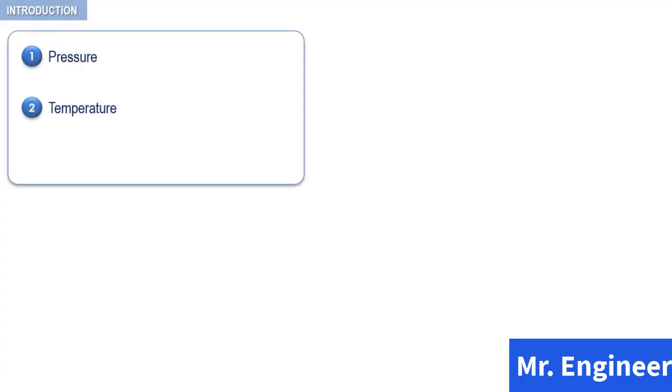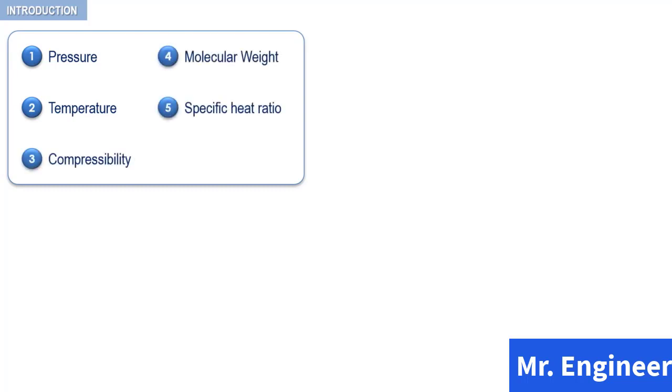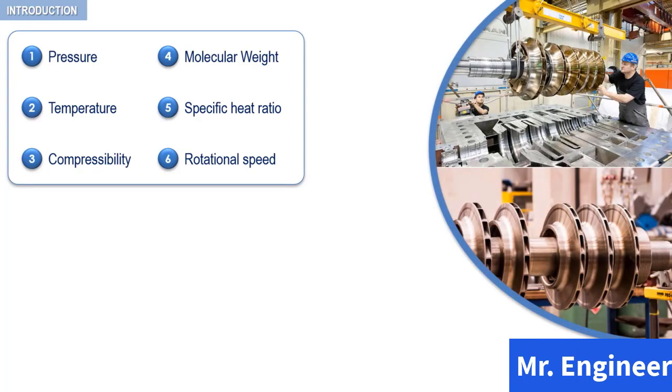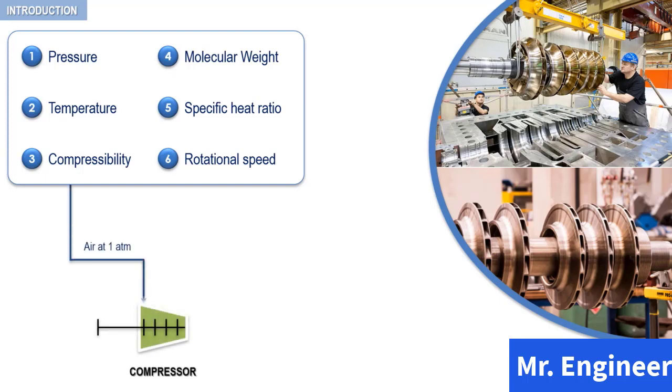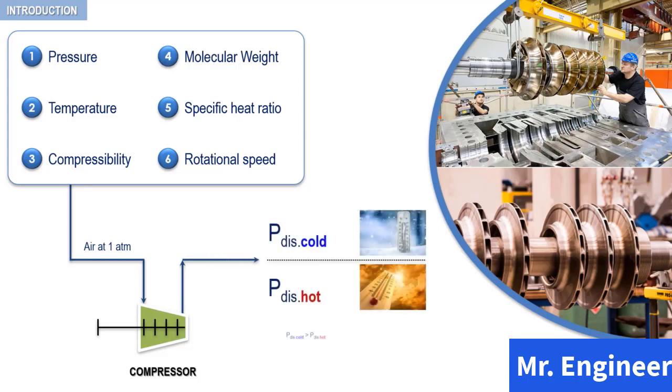Pressure, temperature, compressibility, molecular weight, and specific heat ratio of the gas at the compressor inlet, and the machine's rotational speed, affect the operating performance of centrifugal compressors. For example, a compressor receiving inlet air at atmospheric conditions will develop higher discharge pressure on cold days than on hot days at a given rotational speed and inlet volume flow.